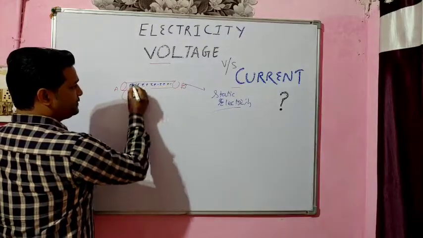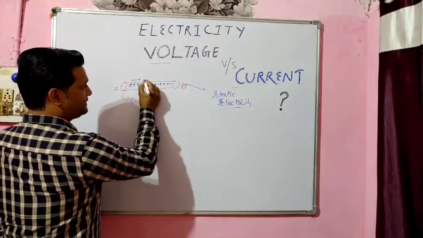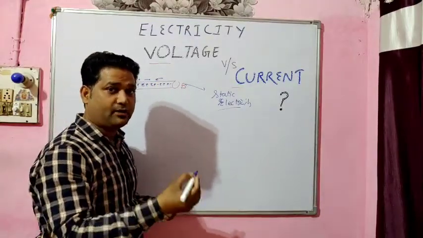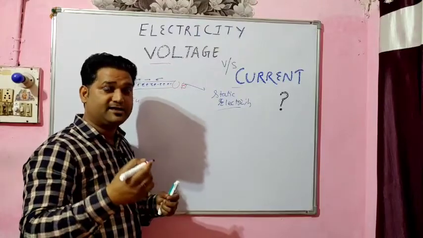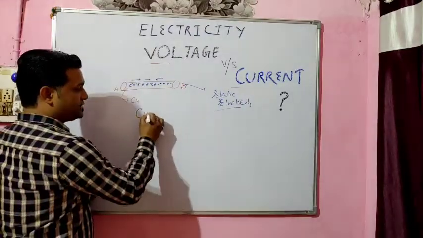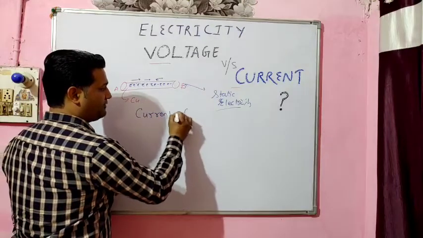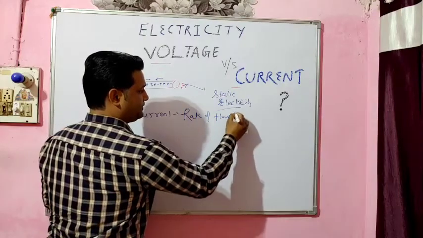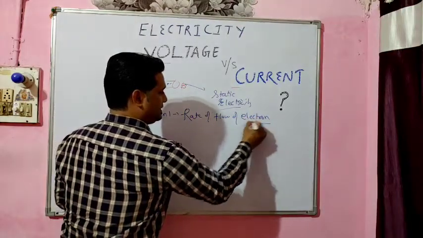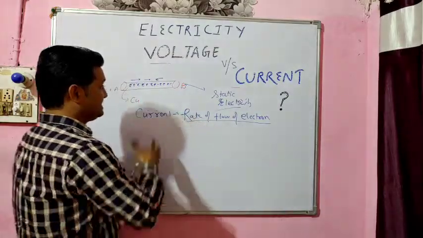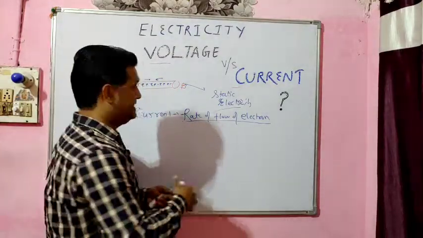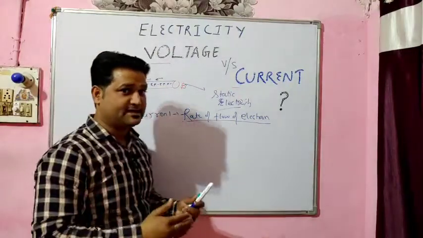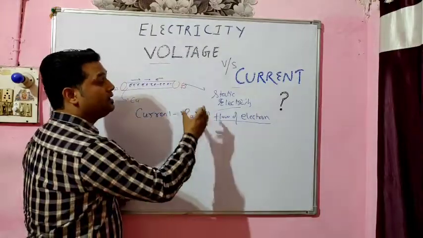Electrons are present over here. When electrons start moving, the movement of electrons in a wire is actually a current. What is current? It is the flow of electrons, actually the rate of flow of electrons, with time. They move from A to B. The movement of electrons from one place to another with respect to time is a current.